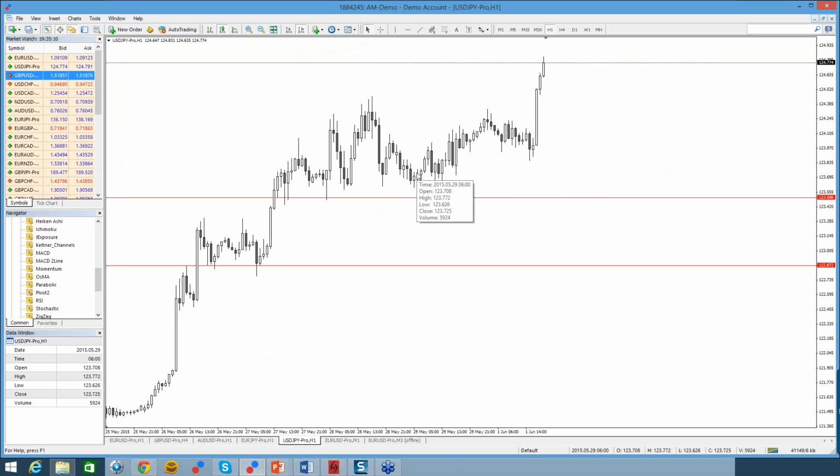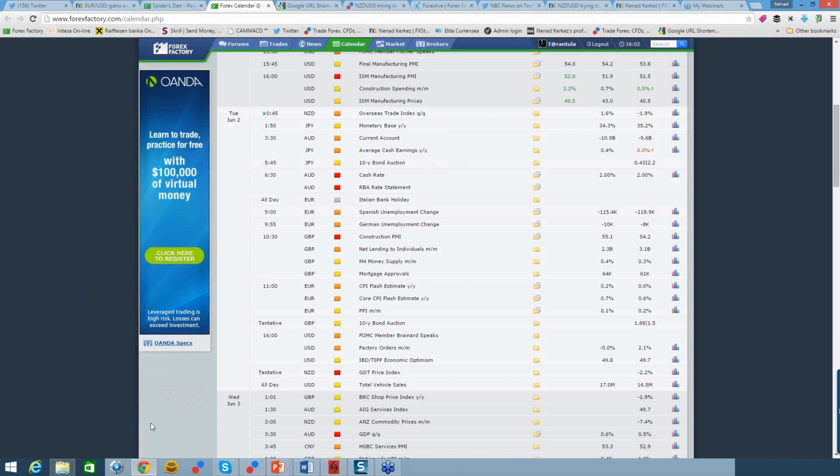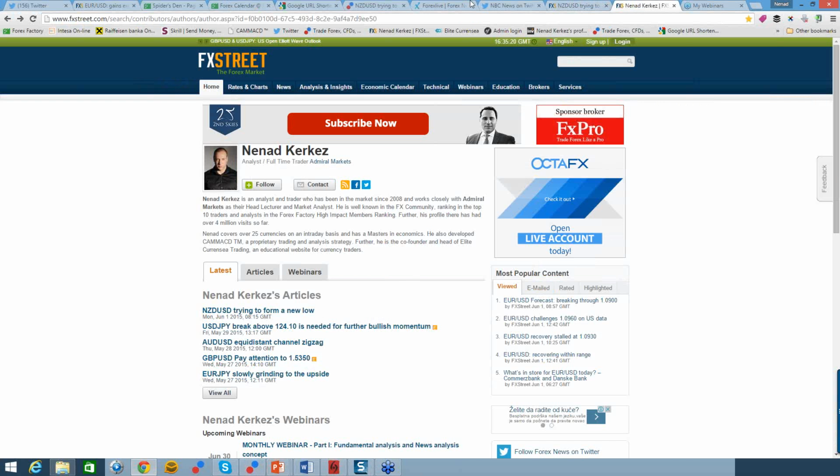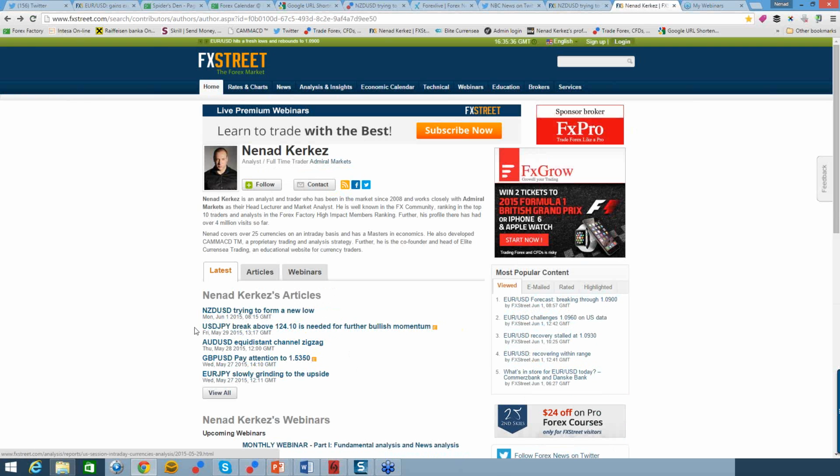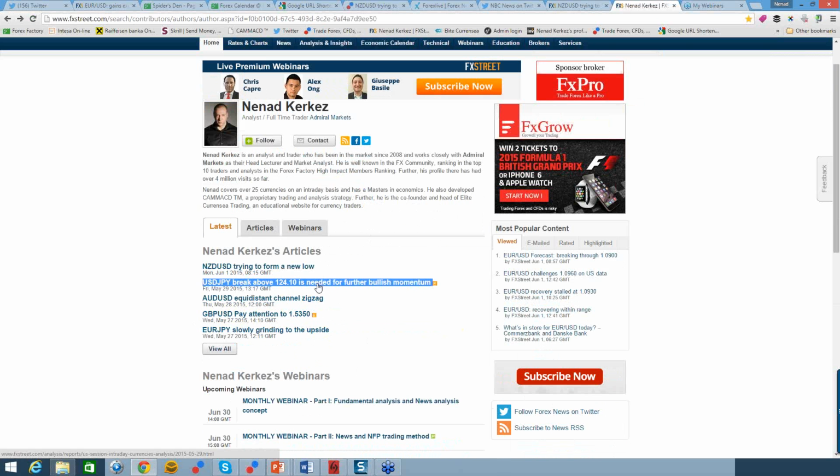Well, this is how it looks, guys. And now, do you remember this? I will remind all of you about my analysis, which I did on Friday, May 29. What it says: dollar yen, a break above 124.10 is needed for further bullish momentum. This was my analysis, which I did in May. And I hope that you made money with this analysis also here.